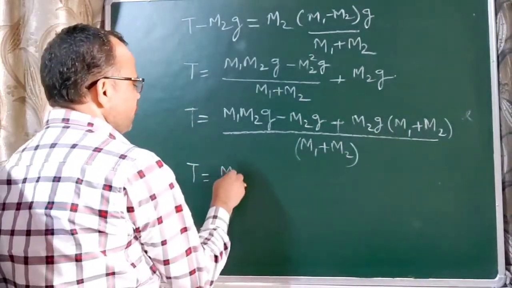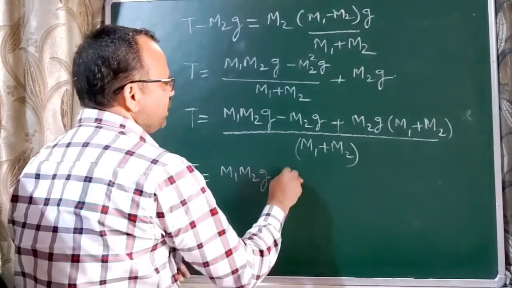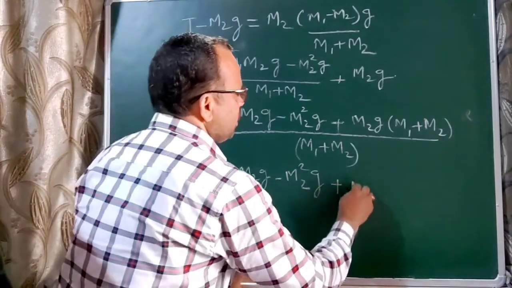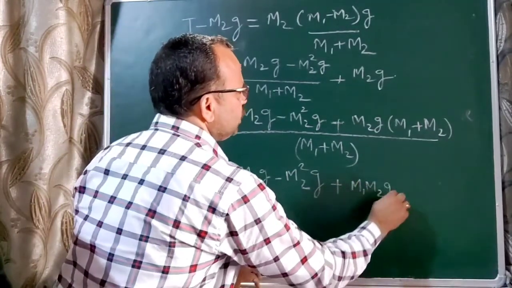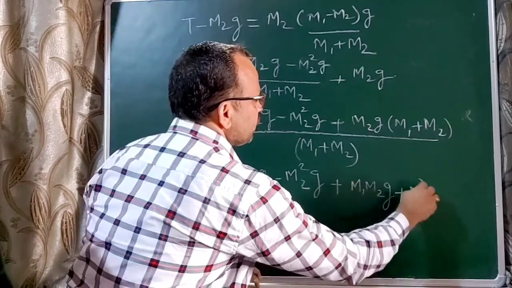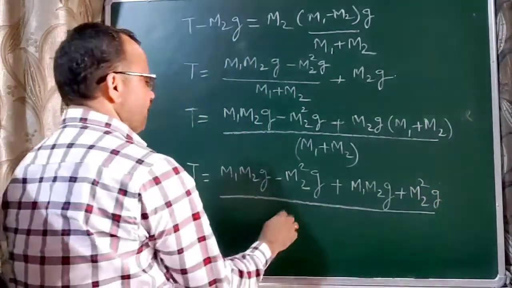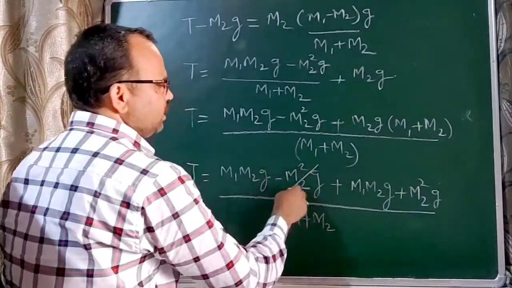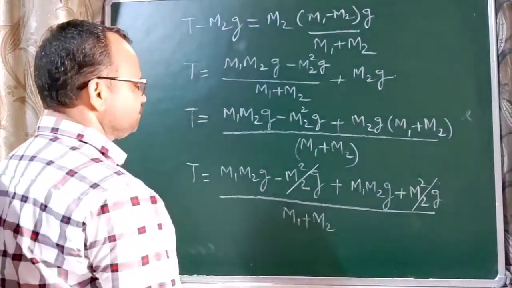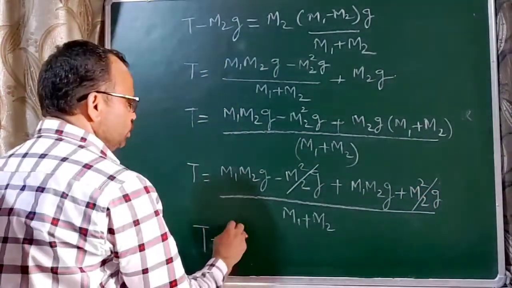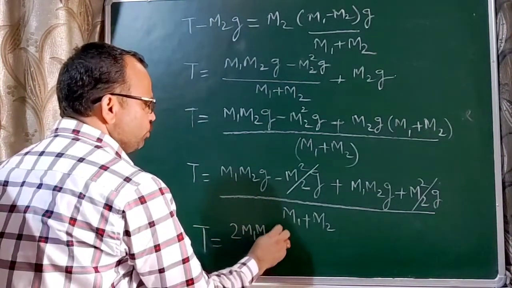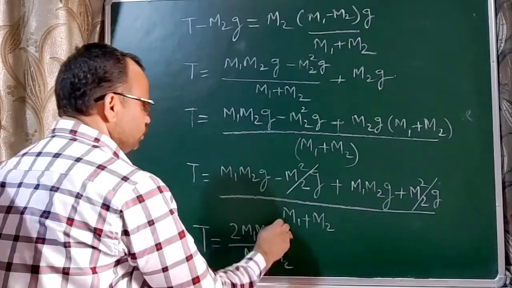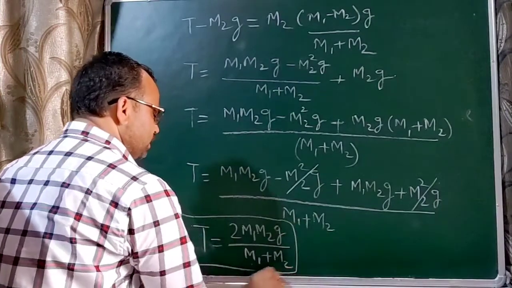So T equals (m1 m2 g minus m2 square g plus m1 m2 g plus m2 square g) upon (m1 plus m2). This m2 square g and this m2 square g, plus and minus, cancel. So we can write T equals 2 m1 m2 g upon (m1 plus m2). By using this equation we can calculate the tension in the string.